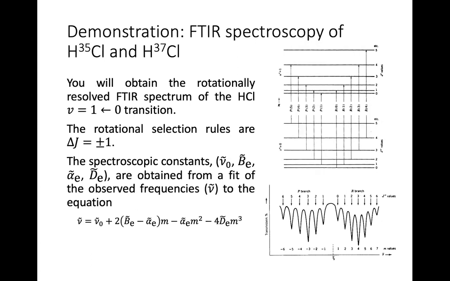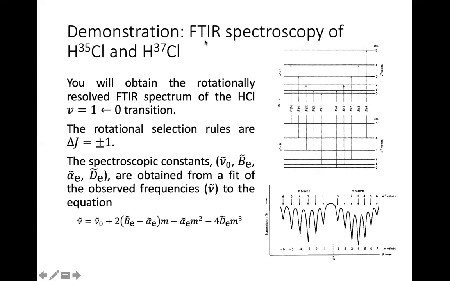There's one more thing that I want to show you today, and that is just looking at a little demonstration involving one of the labs that you're going to do this semester, which involves Fourier transform IR spectroscopy of HCl. And if you recall, the chlorine atom has two naturally occurring isotopes that occur in high abundance. It has a mass 35 isotope and a mass 37 isotope.